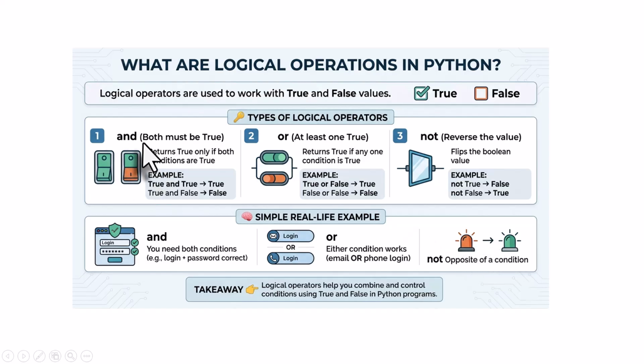First one is the AND operator. This returns true only if both conditions are true. For example, true and true equals true. That means when both the conditions are true, then the result will be true, and true and false equals false.